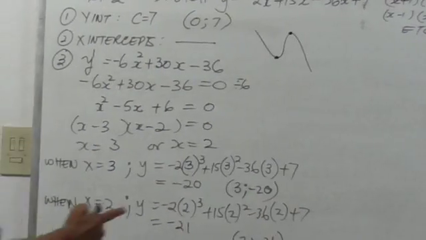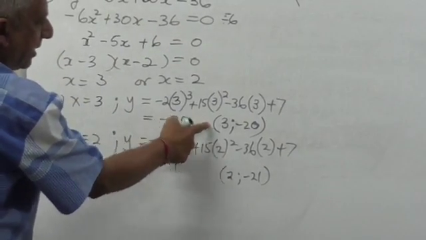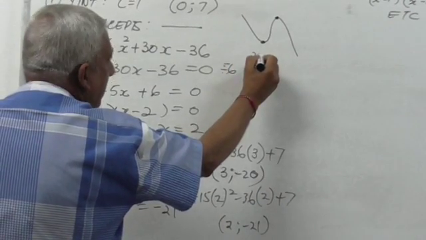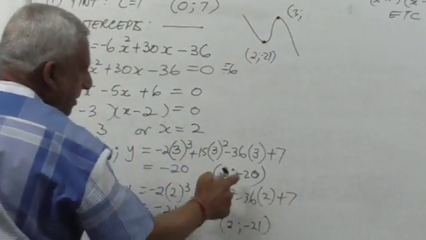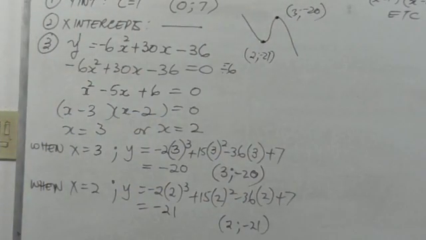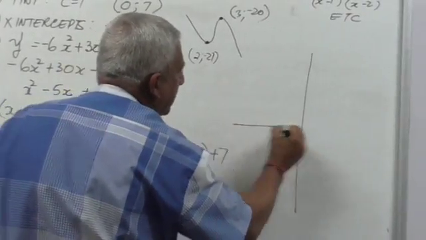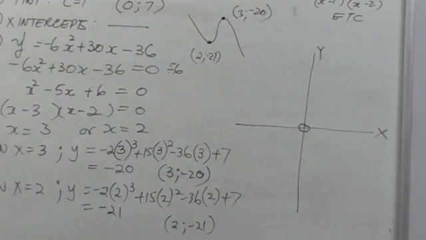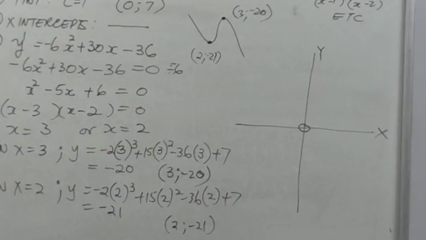Now if you take the two ordered pairs, 2 and 3, this one is on the left and this one is on the right. The one on the left is 2, negative 21, and the one on the right is 3, negative 20. So we are now ready to draw the graph. We're going to do a rough sketch. There's 0, there's your y, there's your x. And because the number in front of x cubed was negative, we know the graph is going to go that shape.